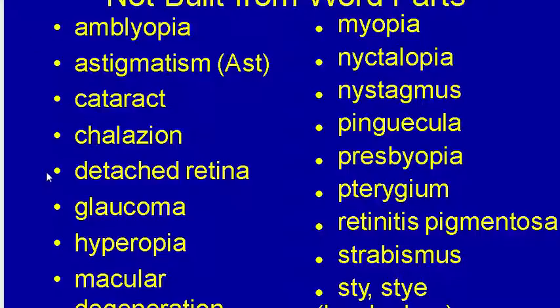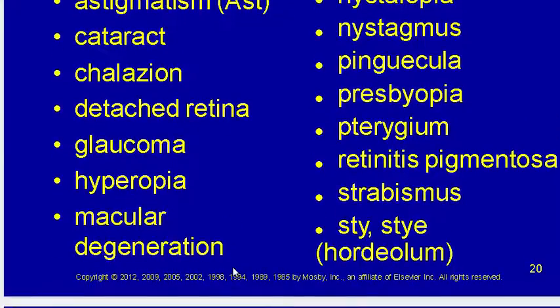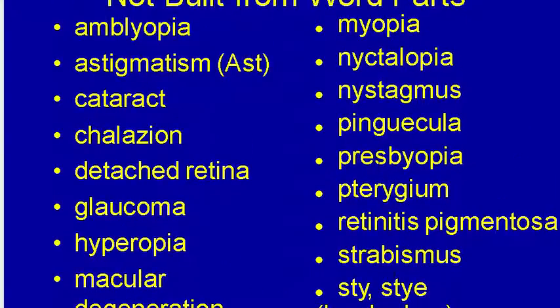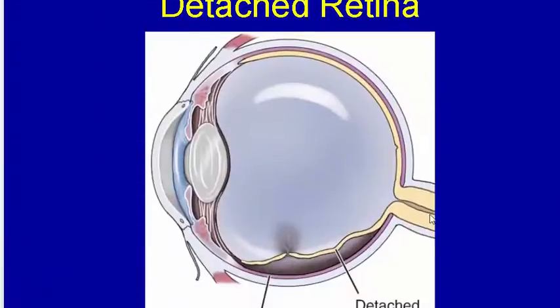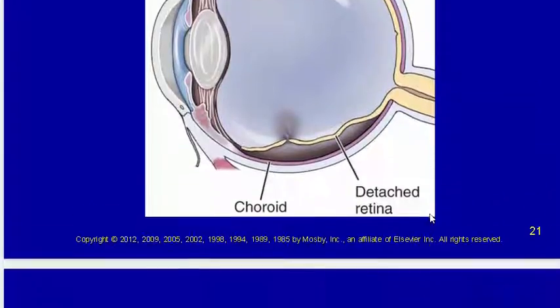Macular degeneration. Macular has to do with the muscle. Presbyopia, myopia, all of these things are going to be covered on the test. Stye. Have any of you ever had a stye? It's like a little red, inflamed small little bump along the eyelashes. That's what a stye is. It's actually a little infection.